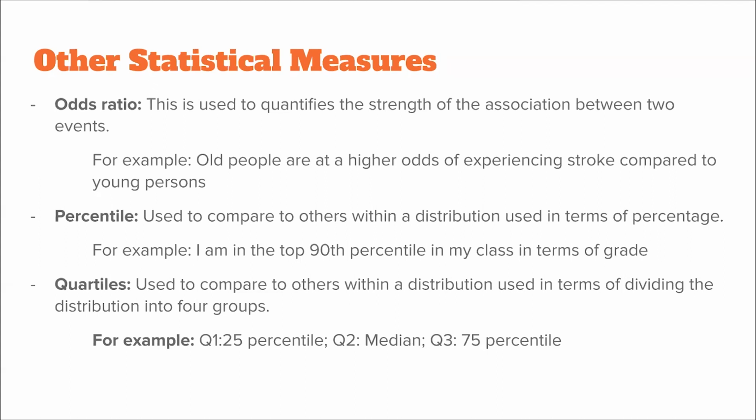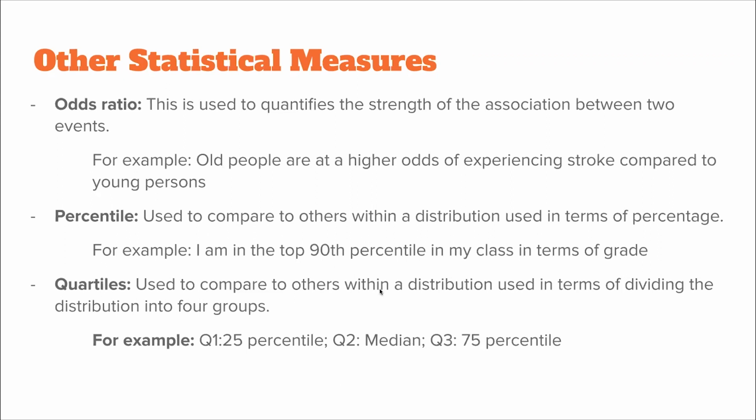Percentile is used to compare to others within the distribution in terms of percentage. When somebody says, "Oh, I'm in the top 90th percentile in my class in terms of grade," or "This product is in the top 90th percentile for us." All of these are just things you can use to talk about your analysis or your results. Quartiles are used to compare to others in the distribution, dividing the distribution into four groups. Like I said, some of these terms you might never get to use, but just so you have an idea when people speak about them.